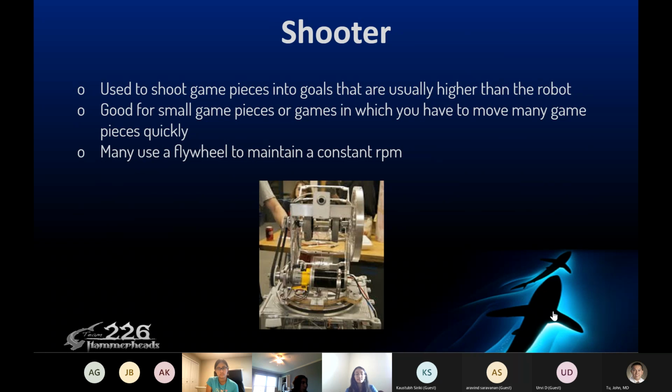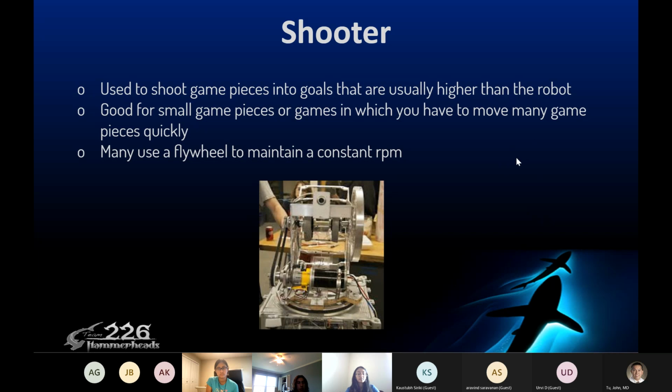So the next is a shooter. We use it to shoot game pieces into goals that are probably higher than the robot. It's good for small round game pieces or games where you have to move lots of game pieces really fast. And then you can see on the right, there's a wheel shape that's called a flywheel, and we use it to keep it spinning. We use it to maintain a constant RPM.